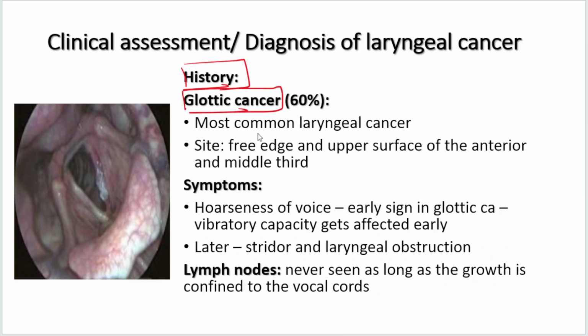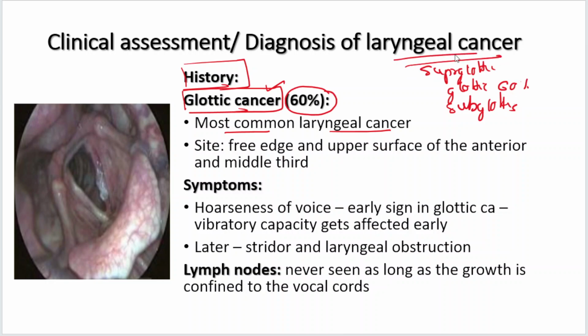Glottic cancer is the most common laryngeal cancer out of the supraglottic, glottic and subglottic. These are the three types of carcinomas in carcinoma larynx. The most common is glottic carcinoma. It constitutes more than 60% of all cases of laryngeal cancer. The most common site of carcinoma in the glottis is not the anterior commissure, is not the posterior commissure, but it is present at the free edge and the upper surface of the anterior and middle third. This is exactly where this carcinoma has started.